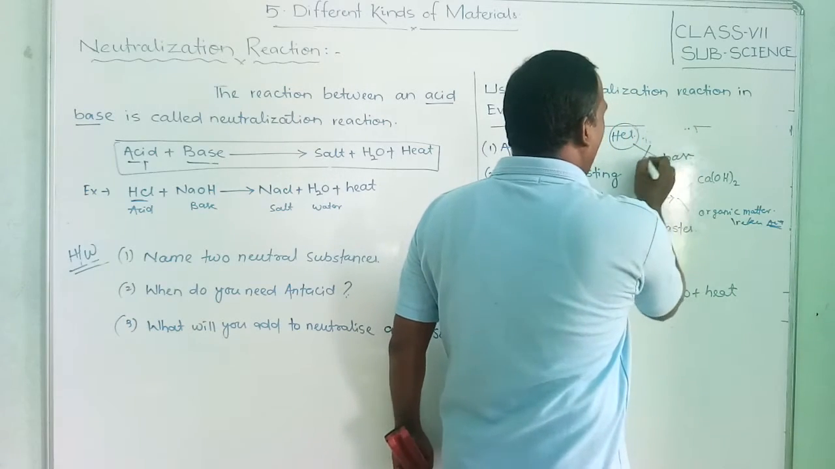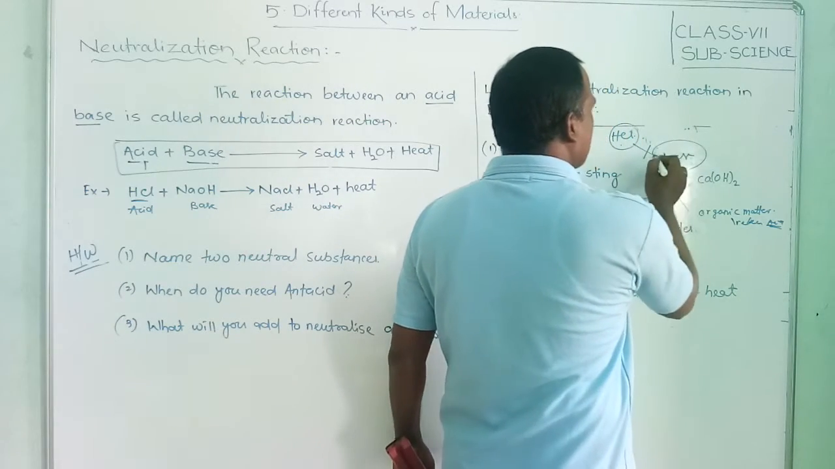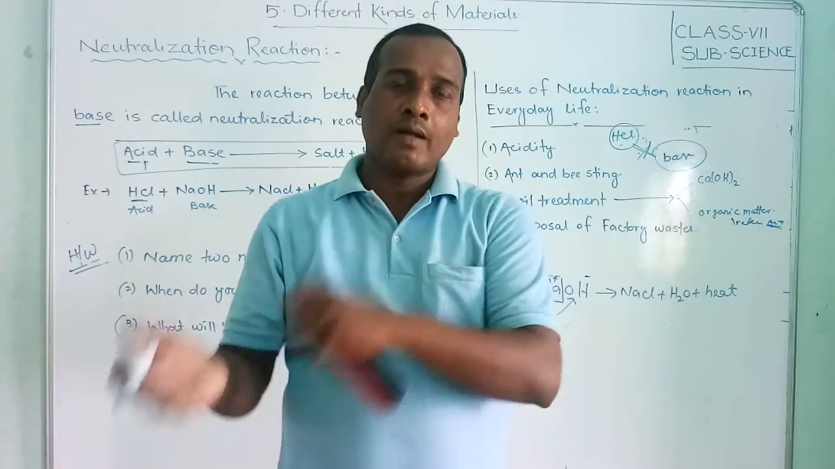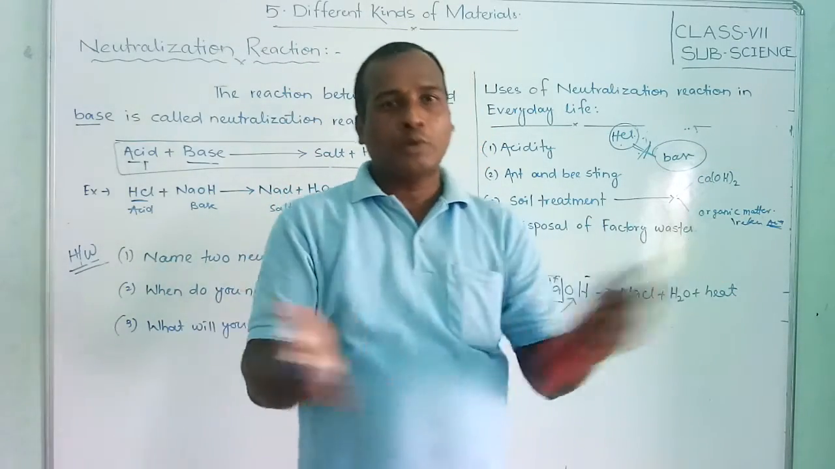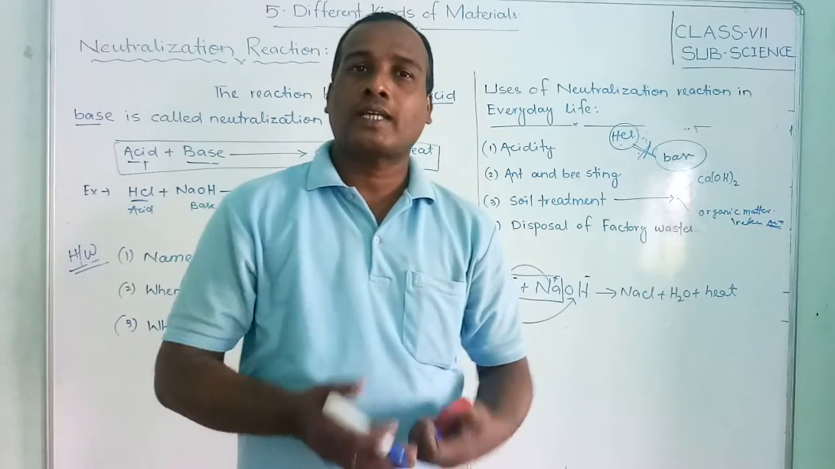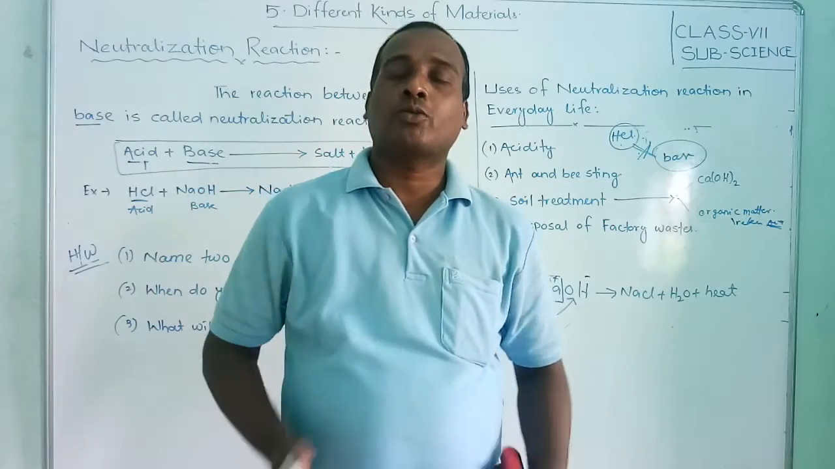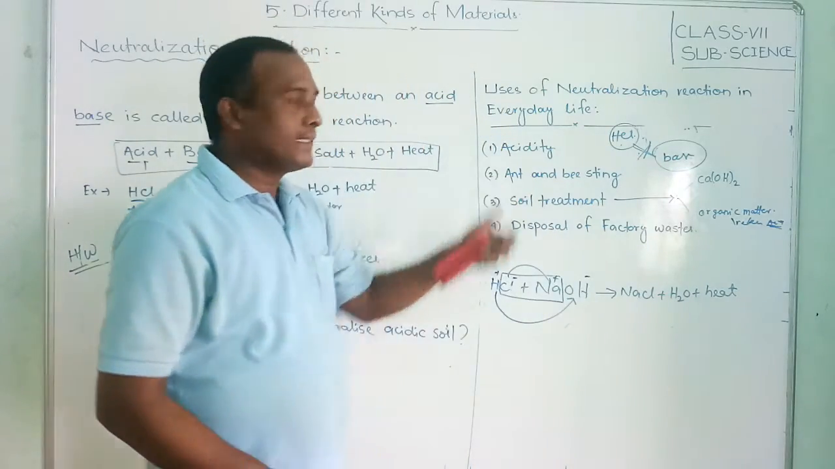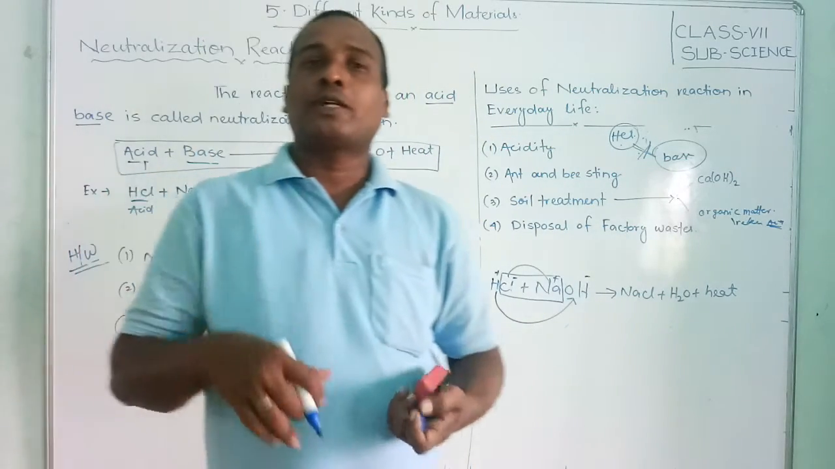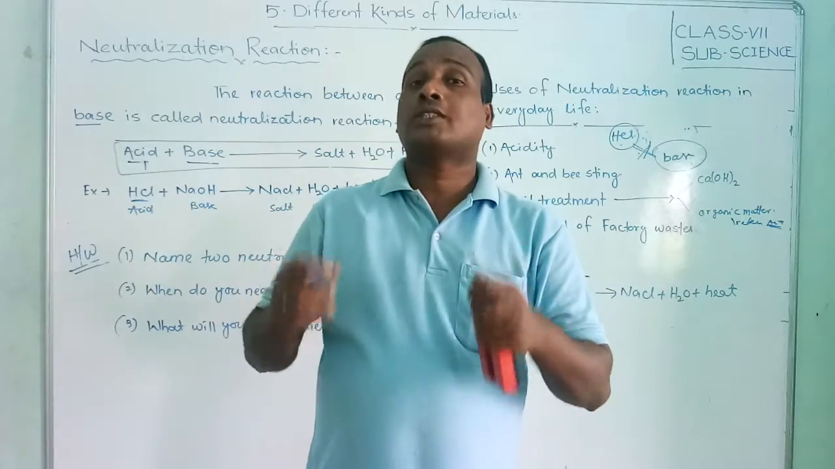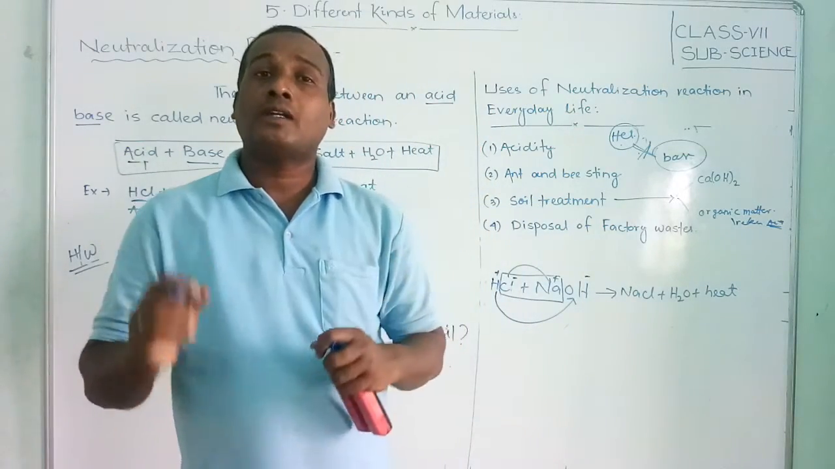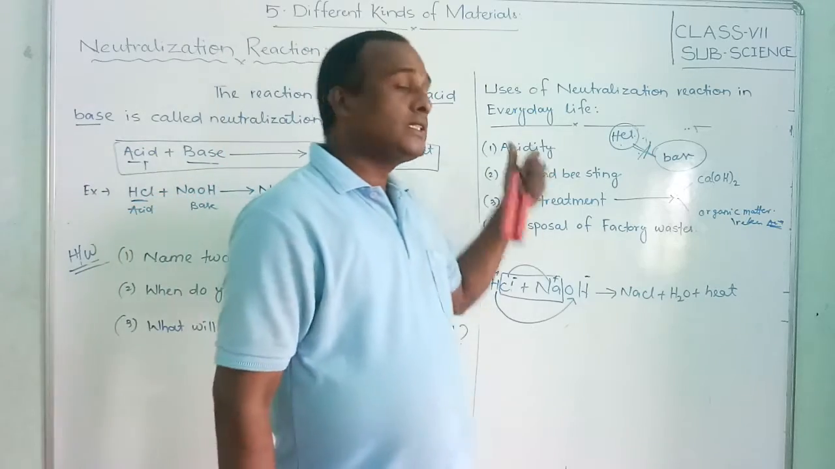Then what will happen? Hydrochloric acid plus base. If we add both the base, milk of magnesia, and hydrochloric acid, they will mix. What will form? Salt, and it becomes neutral. That means your acidity will stop. Did you understand, friends? So this is acidity. An antacid is a medicine made from a base like milk of magnesia, a mild base.